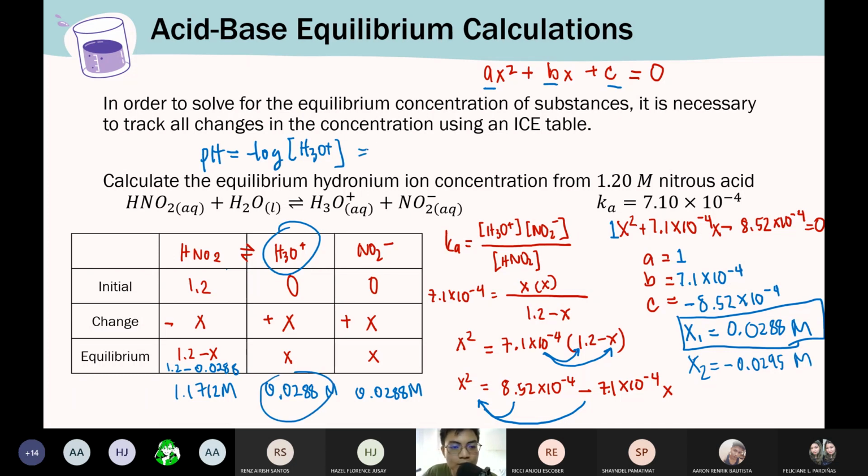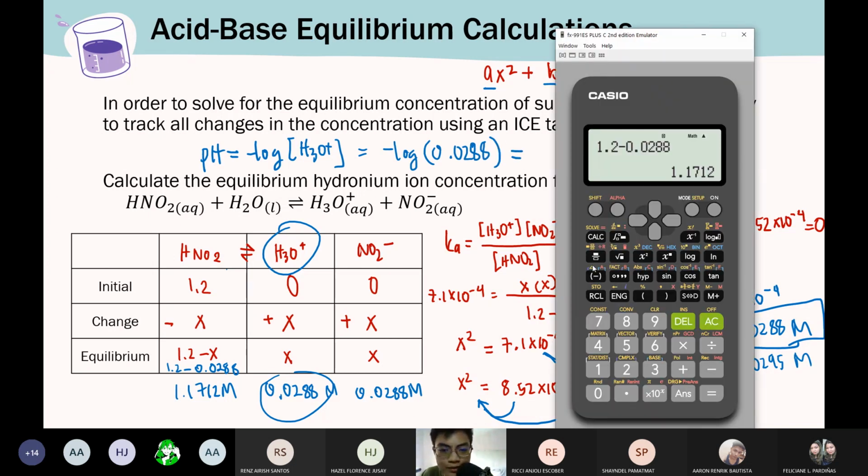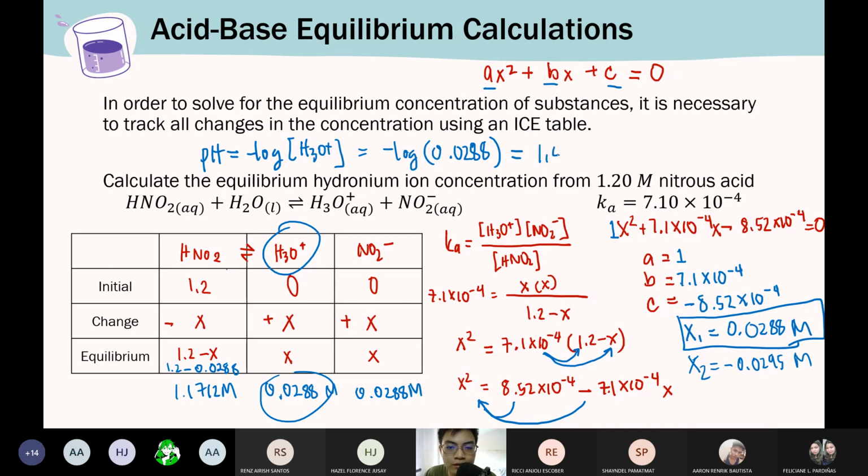Okay? So, the pH of the nitrous acid solution is, okay, that's negative log of 0.0288. So, negative log of 0.0288. So, that's 1.54. Okay? So, yan. So, ganun ha. So, whenever solving for the pH of weak acid, you just don't plug in the concentration you found, no? You have to do ice table calculation.